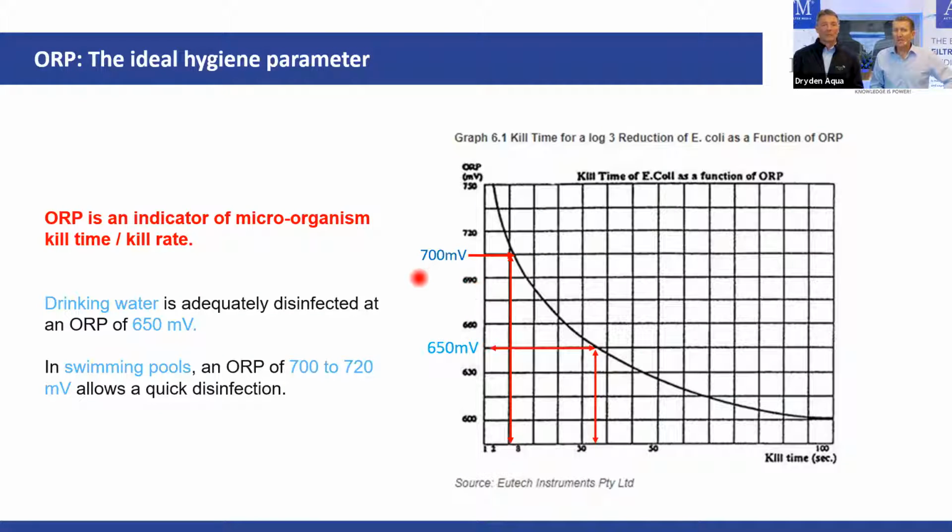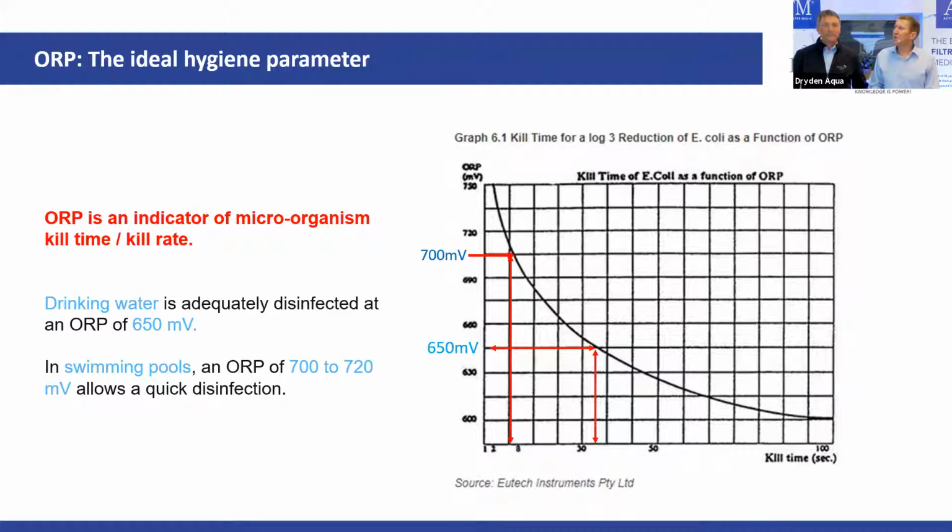If we increase the ORP to 700 millivolts, then the kill time will be reduced to about 5 seconds, significantly faster. This is why, for example, in most drinking water situations, we have an ORP of about 650 millivolts. For pools, it's usually 700 or a little bit higher.